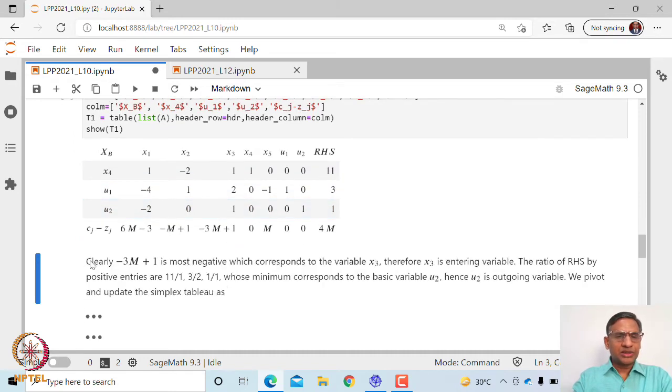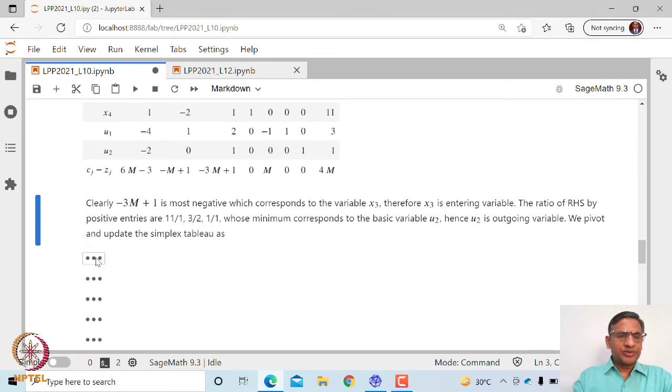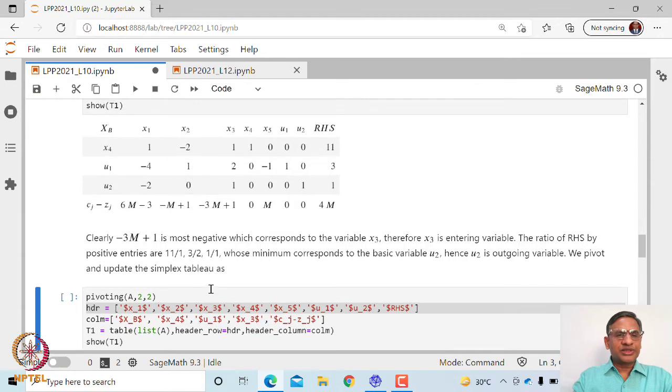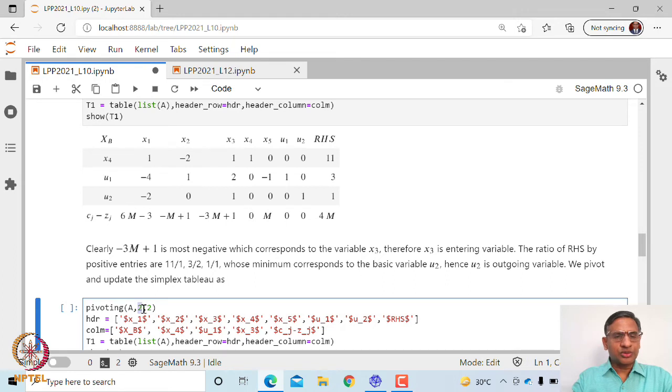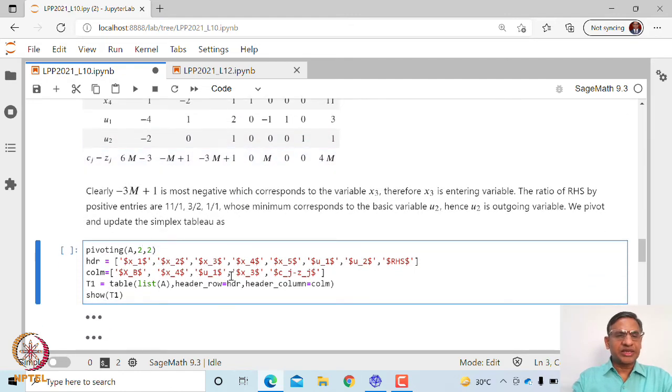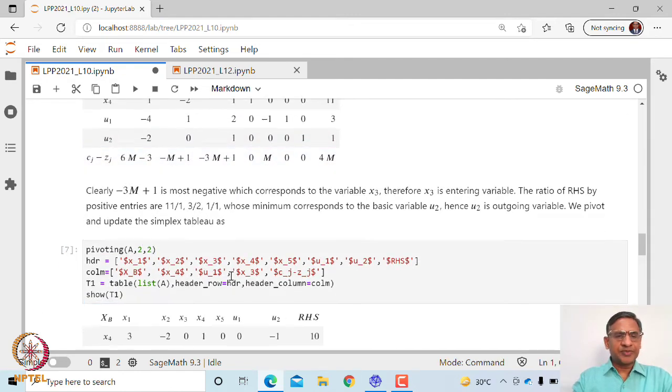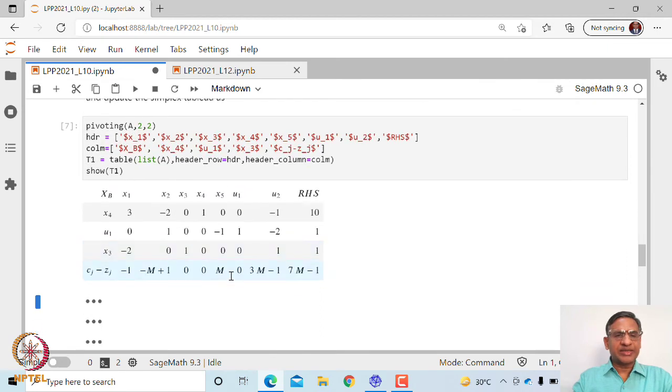So this is what is written here. We will pivot now with respect to row index 2 and column index 2. Row 2 is, this is the 0th row, first row, second row. So this is going to be this one, which is row number equal to 2 and column number also 2. Now let us update the simplex table, and when we update the simplex table, this is what we get.